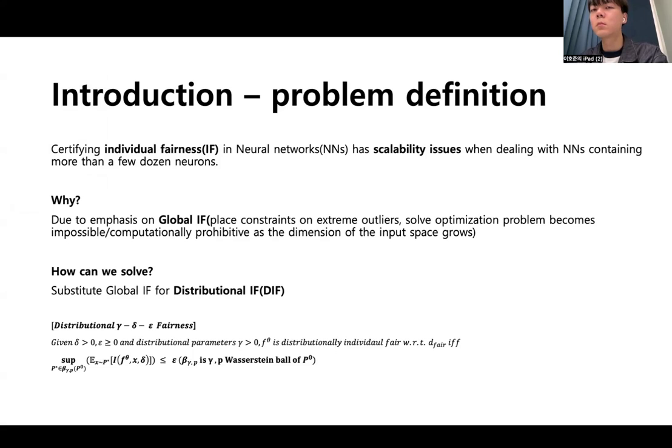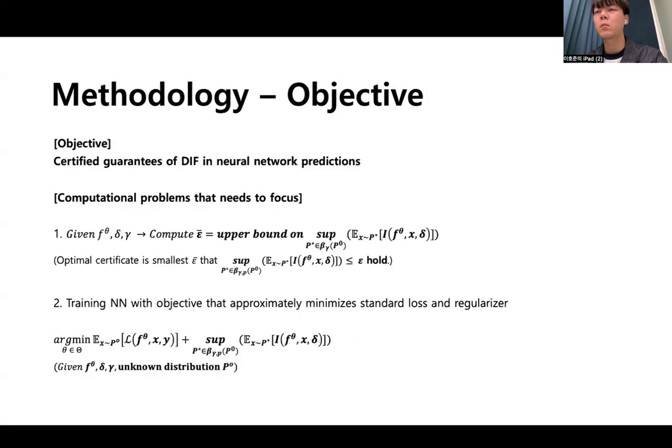The paper aims to address these issues that arise during the process of certifying the global individual fairness of the model by replacing it with certifying distributional individual fairness. Distributional individual fairness is a type of fairness that is established when the average maximum prediction discrepancy is within epsilon for the empirical distribution and distributions within a certain Wasserstein distance.